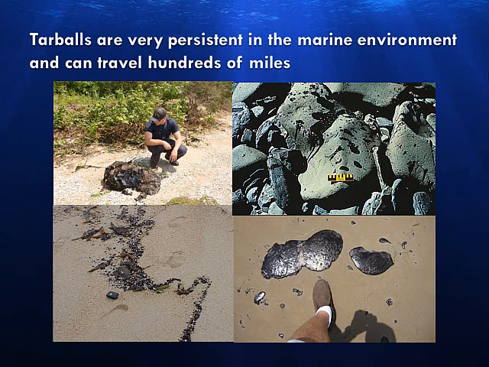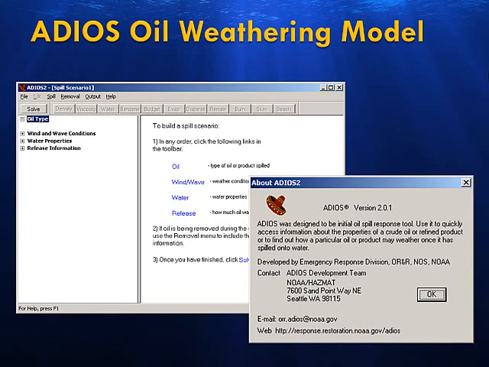And tar balls can be pretty persistent in the environment. The outside layer of a tar ball may weather, and the inside might stay relatively fresh sometimes. They'll wash up on shore, and then they'll bake in the sunshine, and so they might heat up enough that they start to flow a little bit, and they might penetrate into shorelines. So it's something to think about over time.